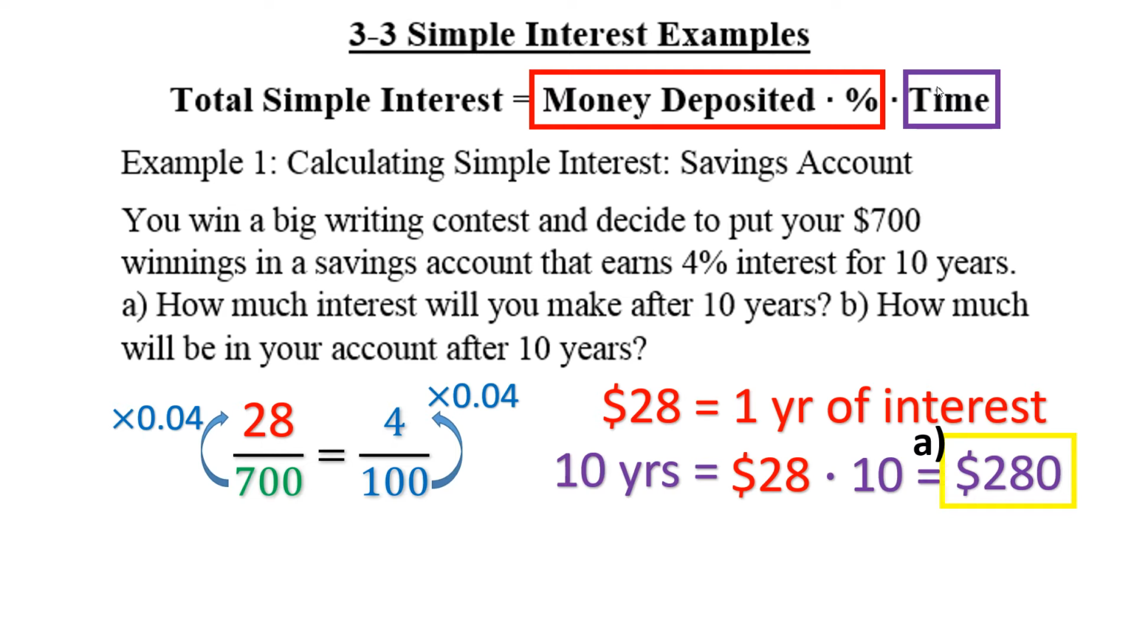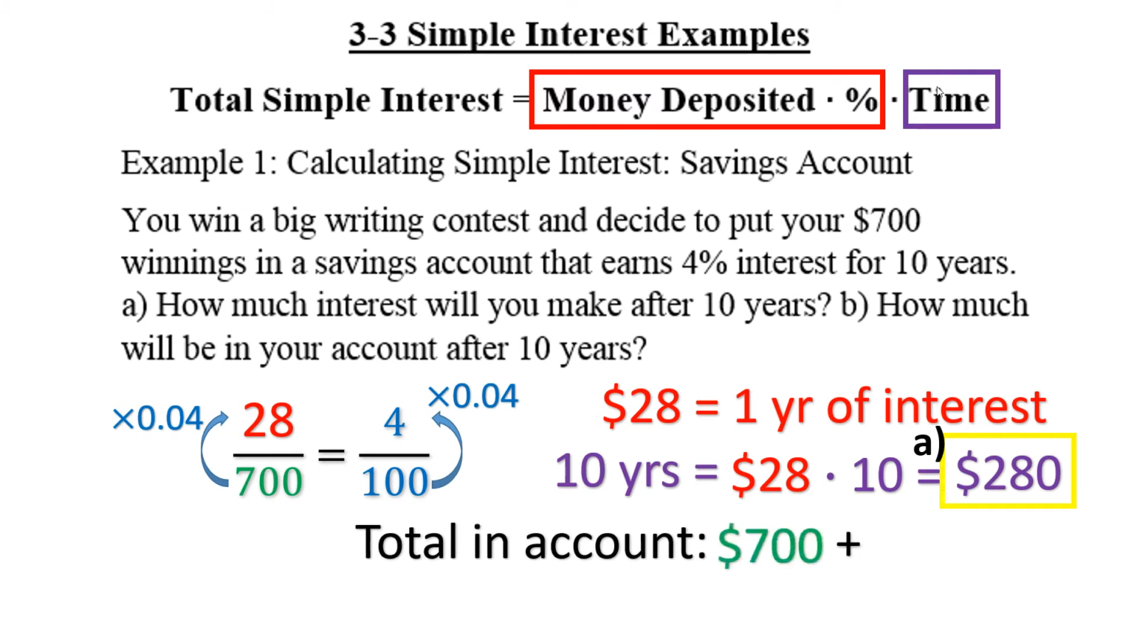So that is part A. That's how much interest is going to be earned just from leaving the money in the account and growing at 4% interest for 10 years. Then part B is how much will be in your account. Well, you have to remember you put in $700. So the bank is holding the $700 and then paying you $280 of interest. So your account should have $980, which is part B.